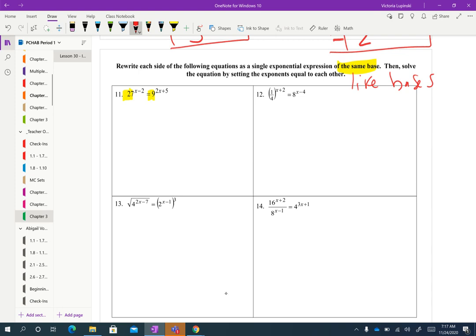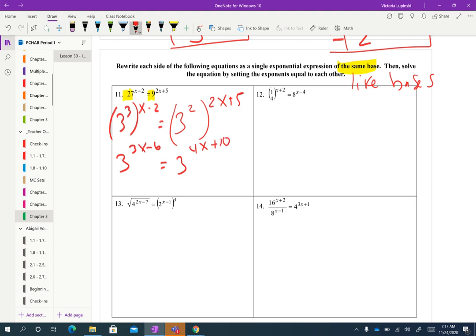So base 3 should hopefully be obvious. So 3 cubed to the x minus 2 equals 3 squared to the 2x plus 5. You would go ahead and distribute. So 3x minus 6 and 4x plus 10. Once you're down to 3 to the something equals 3 to the something, you go ahead and get rid of those somethings. So 3x minus 6 equals 4x plus 10.